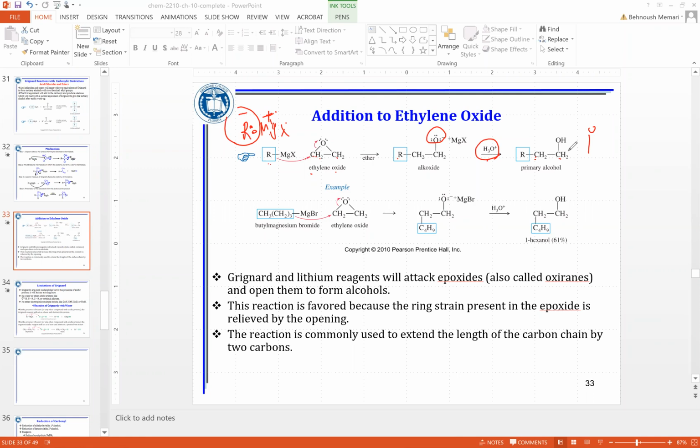This is an example with a specific alkyl group for the Grignard, but ethylene oxide doesn't change. So ethylene oxide is the same, and the oxygen is going to break over the last carbon, and that's why you get a primary alcohol.